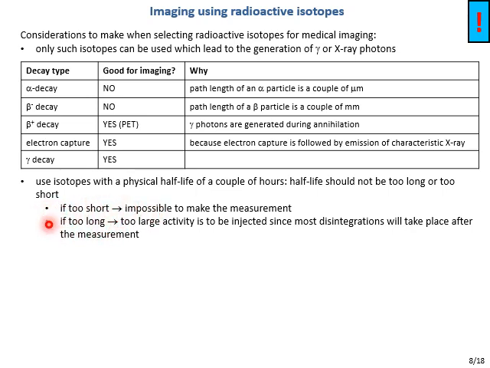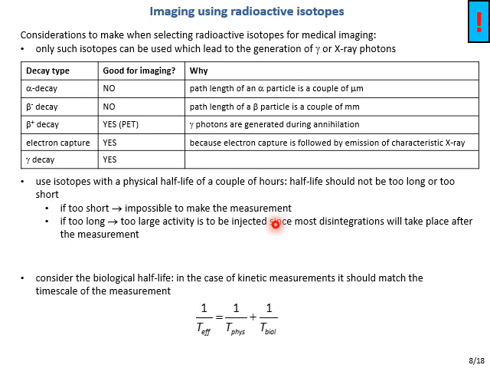If the isotope is too stable, or decays very slowly, then the half-life is very long. And for reasons not discussed in detail here, too large an amount of radioactivity must be injected into the patient so that a reasonable number of decays take place during the imaging process, and that's basically dangerous and therefore not acceptable.